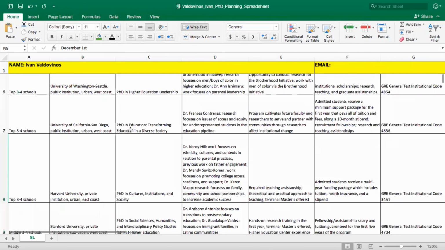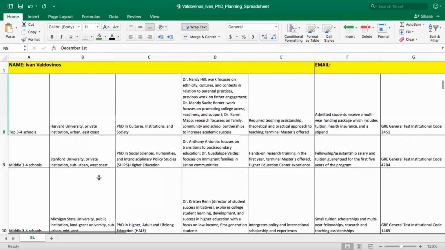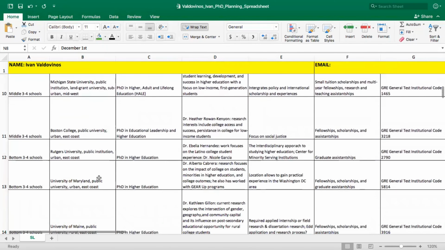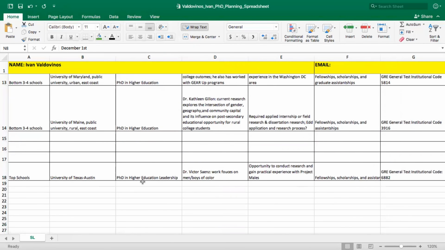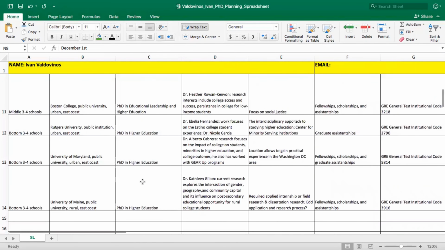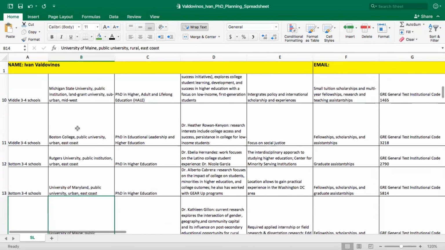So I did this for the University of California, San Diego, Harvard, Stanford, Michigan State, Boston College, Rutgers, University of Maryland, University of Maine, and then University of Texas, Austin. I didn't apply to all these programs. For example, I didn't apply to the University of Maine, because this spreadsheet helped me determine that it wasn't going to be a good fit for me. I chose not to apply to University of Maine or Boston College, because after doing my research and writing it out, it just wasn't a good fit, and I didn't want to waste my time and energy on a school that I wasn't going to go to if I got admitted.